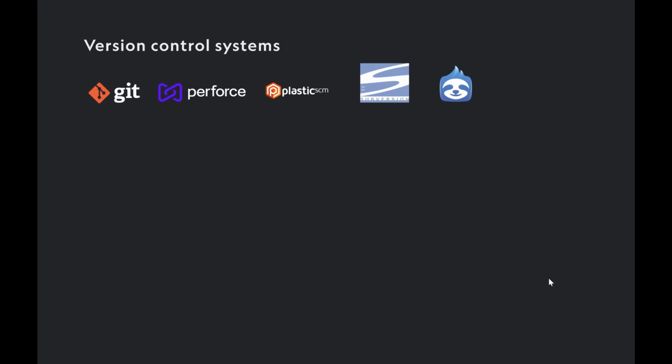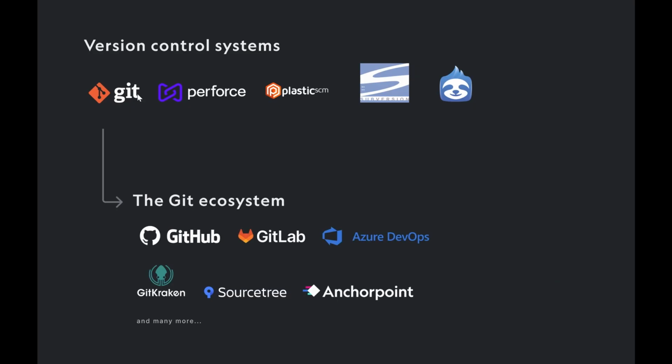So let's give it some context. What version control systems are out there? The most popular ones are Git, and in the Unreal world it's Perforce. Then you also have solutions like Plastic SCM, which is basically now Unity version control. Then you have also Subversion and Diversion. And we are focusing here on Git. And Git by itself has a huge ecosystem in its own, and GitHub is part of that.